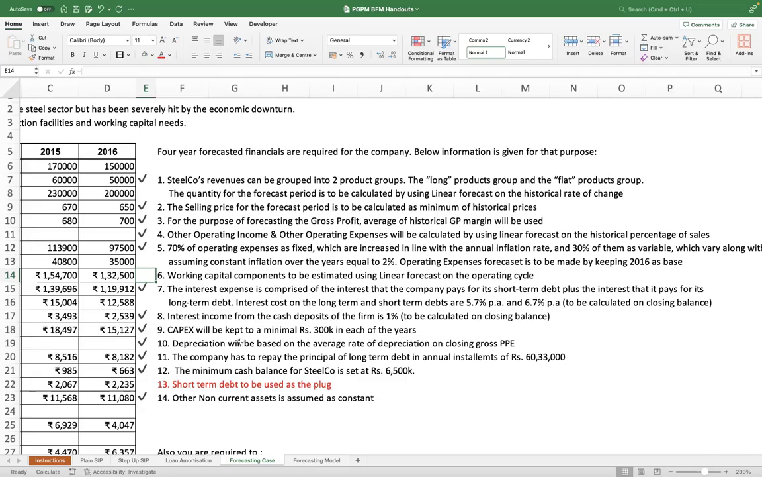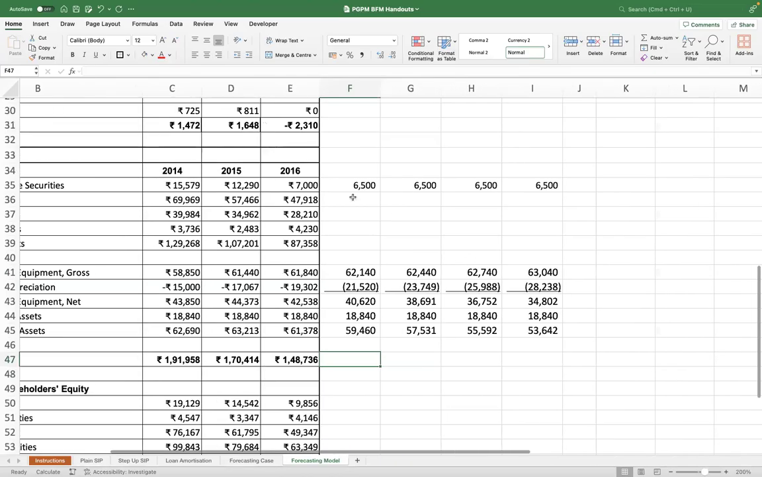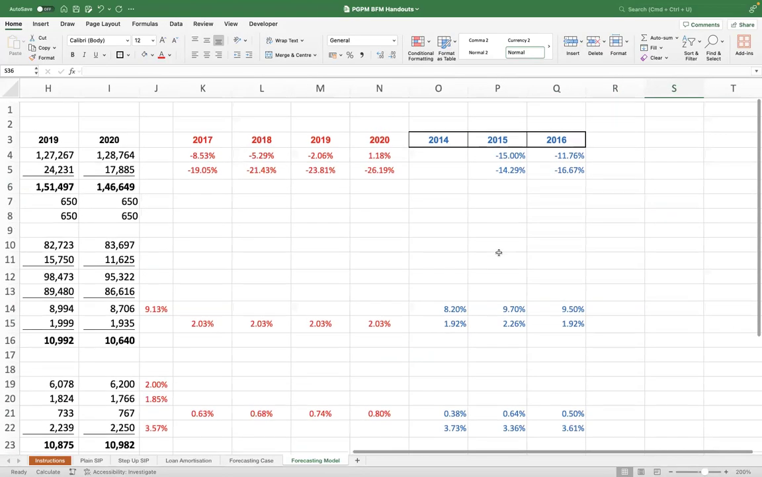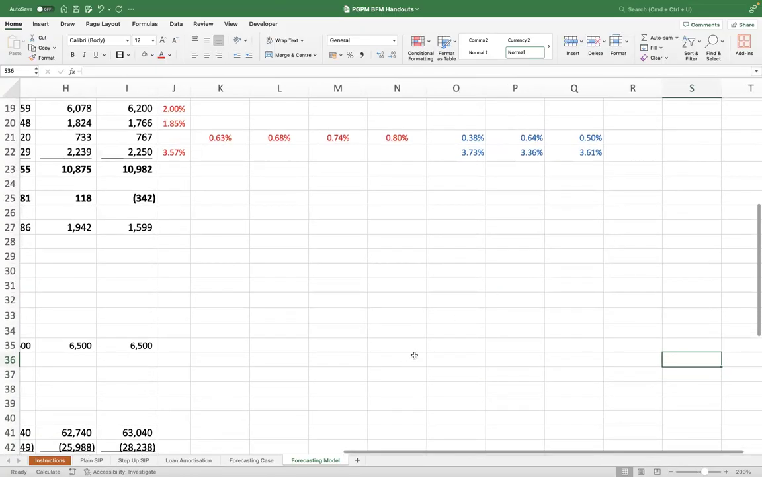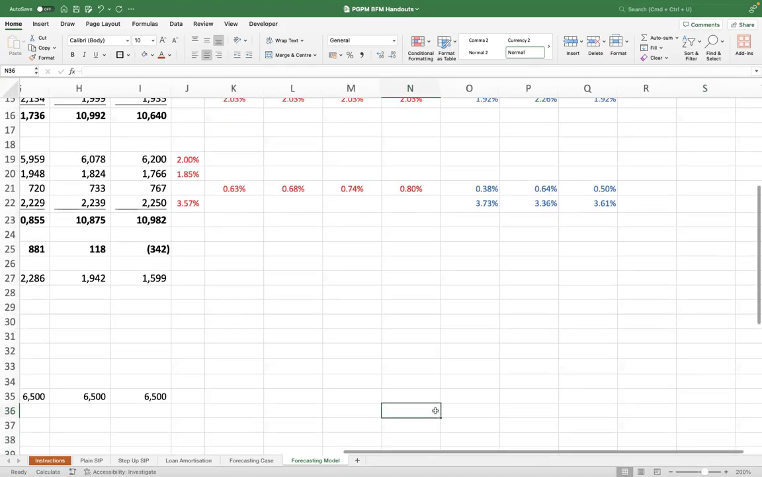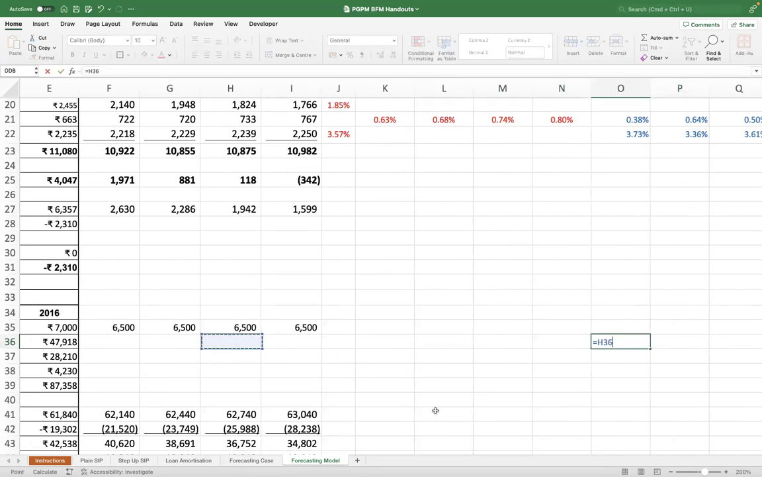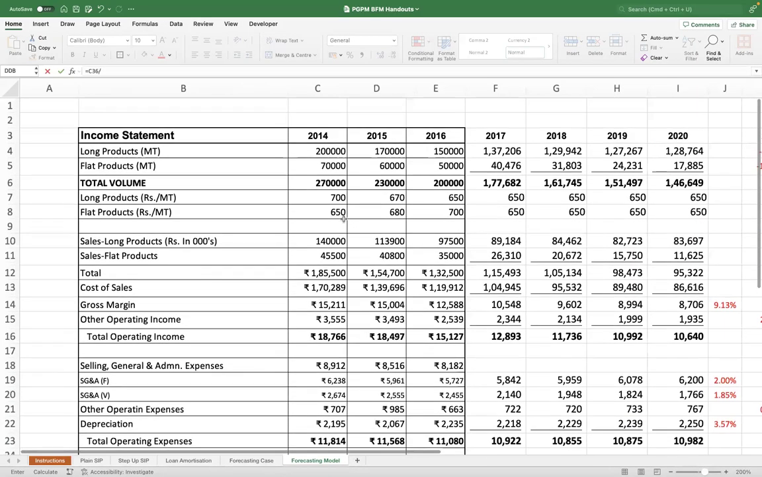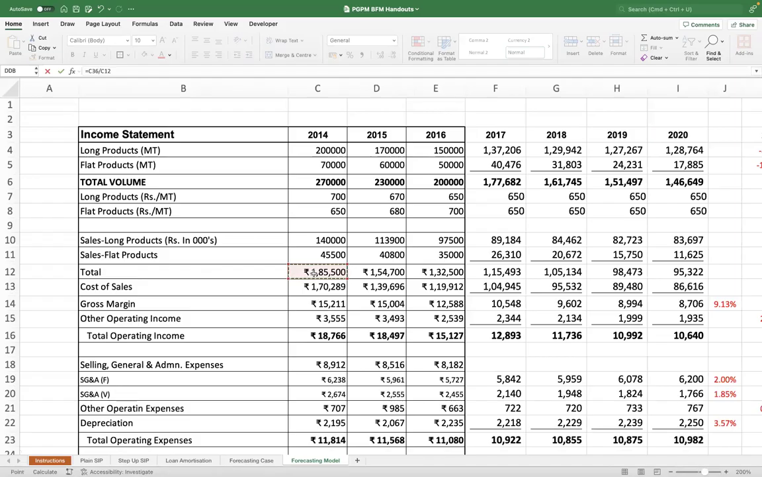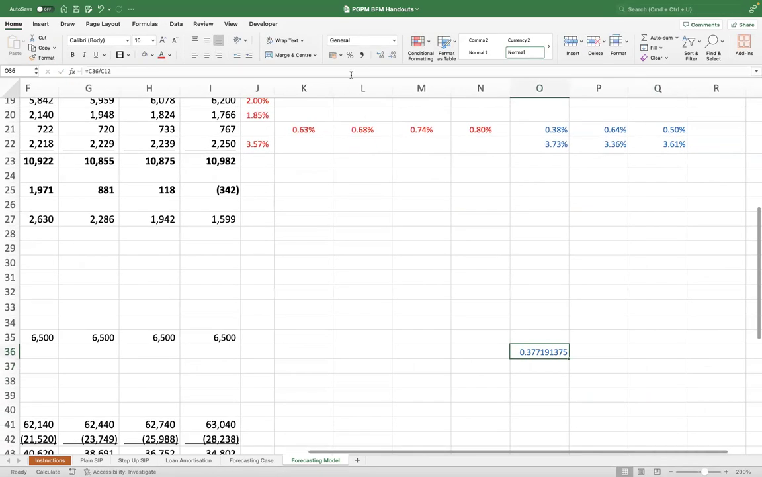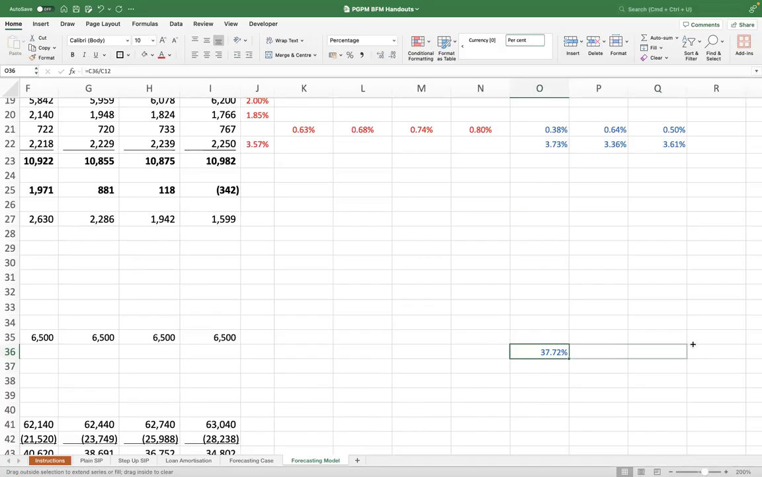Just look at what I am doing now. Accounts receivable has to be percentage of sales. So Aishwarya, what I will do here, look here please. I will do accounts receivable for every year divided by sales of that year. Am I right? Accounts receivable for the year divided by sales of that year. Please check if you are getting these numbers: 37.72, 37.15, and 36.16.